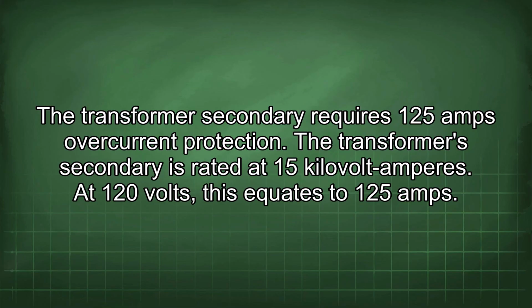The transformer secondary requires 125 amps overcurrent protection. The transformer's secondary is rated at 15 kilovolt-amperes. At 120 volts, this equates to 125 amps.